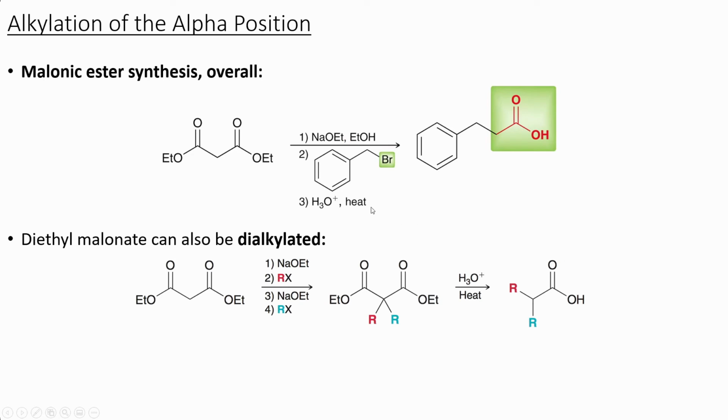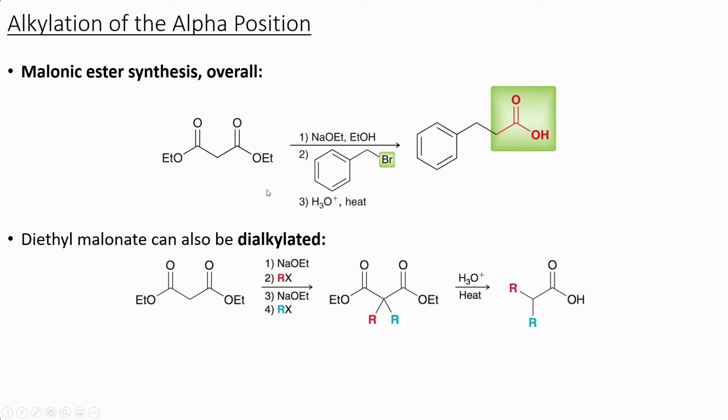So overall, the malonic ester synthesis allows us to add 2 additional carbons and a carboxylic acid to an alkyl halide. First step, we form our enolate. In the second step, we do our SN2 reaction. And then the third step is we hydrolyze in heat.